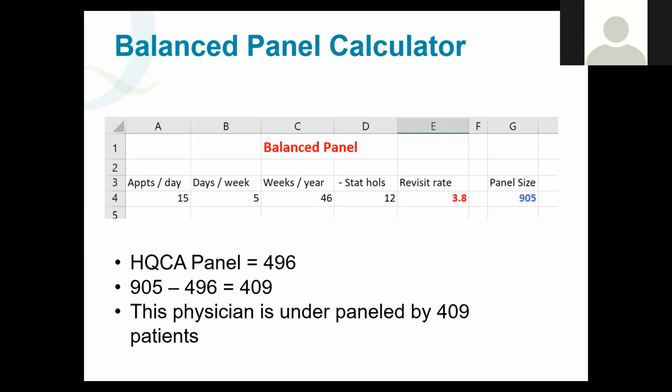This physician was working 15 appointments a day, 5 days a week, for 46 weeks of the year minus stat holidays, with a return visit rate of 3.8. They could handle a panel size of 905 patients, but the HQCA report said they had 496, so they are actually underpaneled by 409 patients.